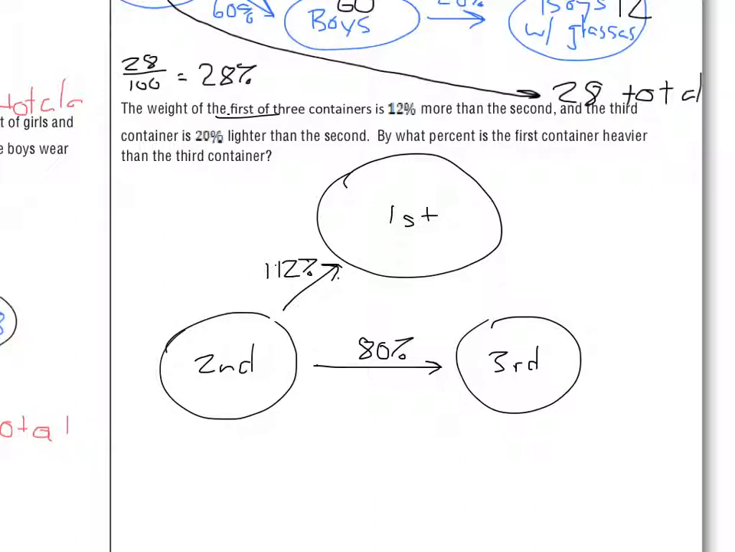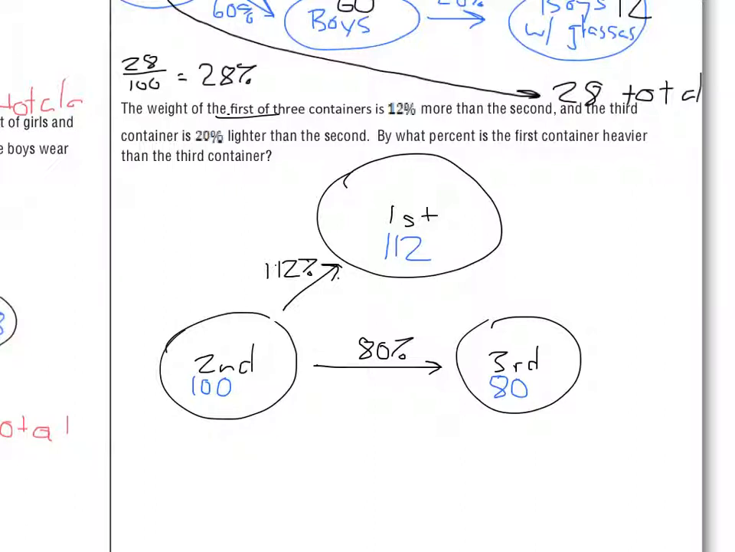we're going to say, pick a value. This is 100. So Q equals percent times whole. That's going to give me, this one is 112. And this one is going to be 80. And we want to know what percent the first container is heavier than the third container. Okay, so we're comparing percent first container than the third container, heavier.